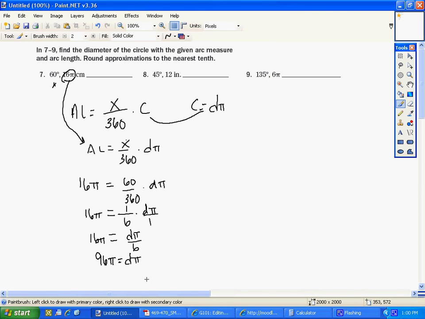Now our job is to find out what d equals. To get d completely alone, if we divide by pi on both sides, we're left with d equals 96. Take a look up here. Our units are centimeters. It also says to round to the nearest tenth. We're all set. That's the answer for number 7.